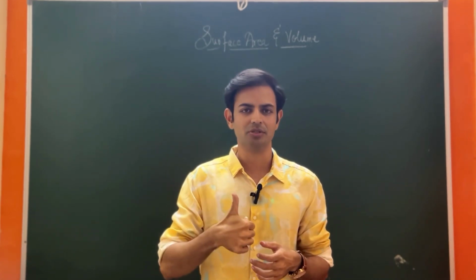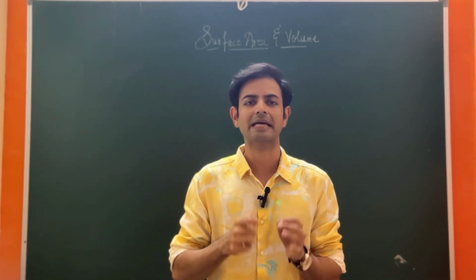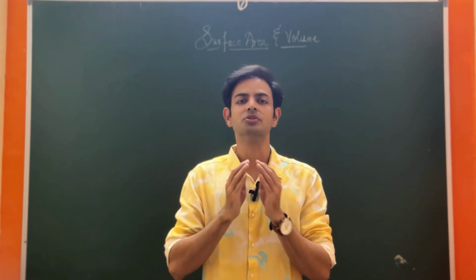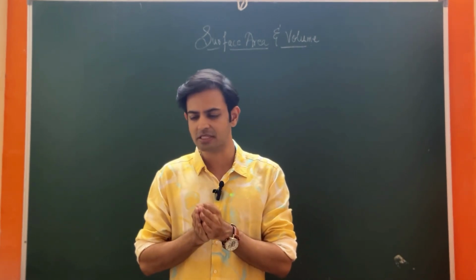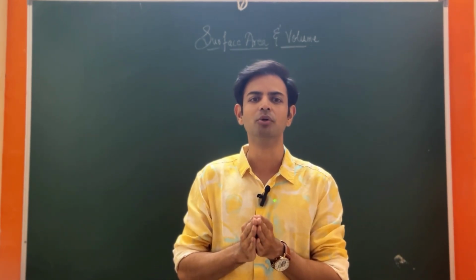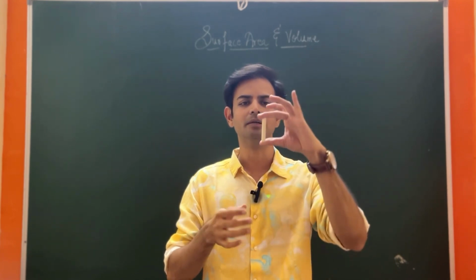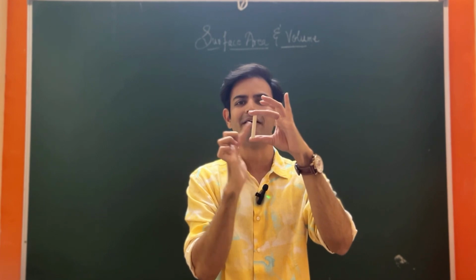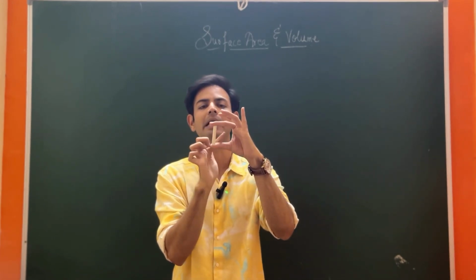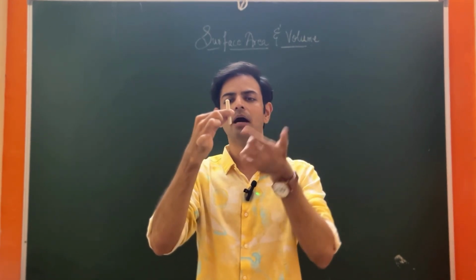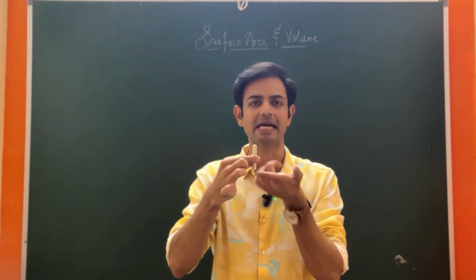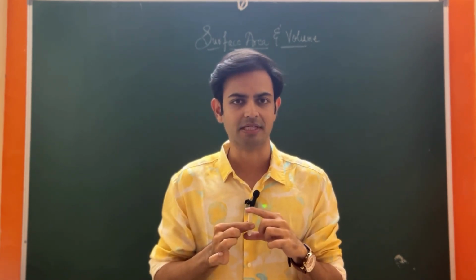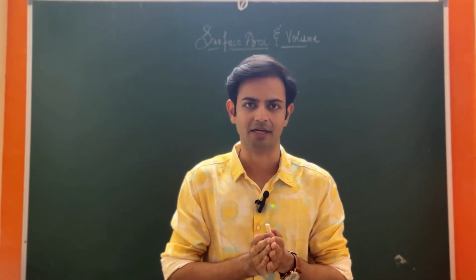First is the lateral surface area, also called the curved surface area. So lateral surface area or curved surface area is, for example, this is a chalk, and if I have to just paint around it, if I have to just cover something around this chalk, leaving the top and the bottom surface, this is called the curved surface area or the lateral surface area.